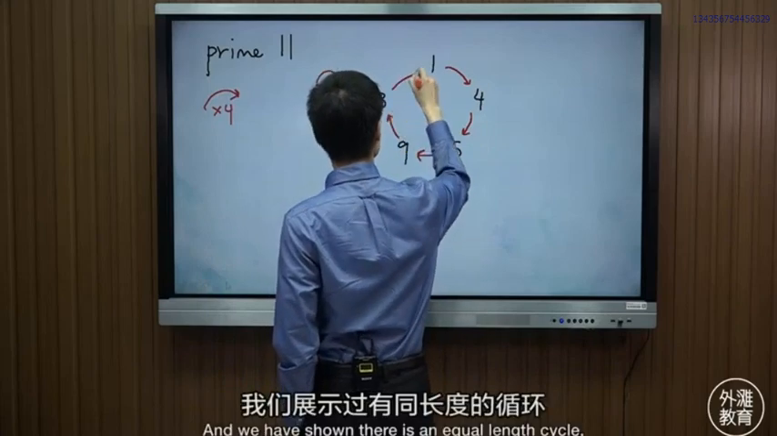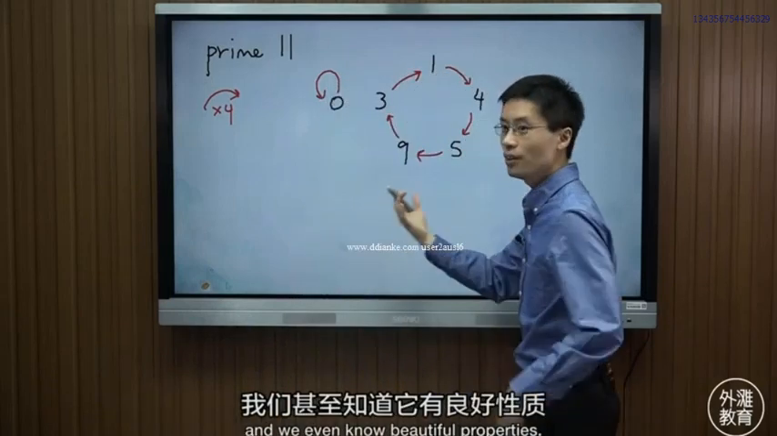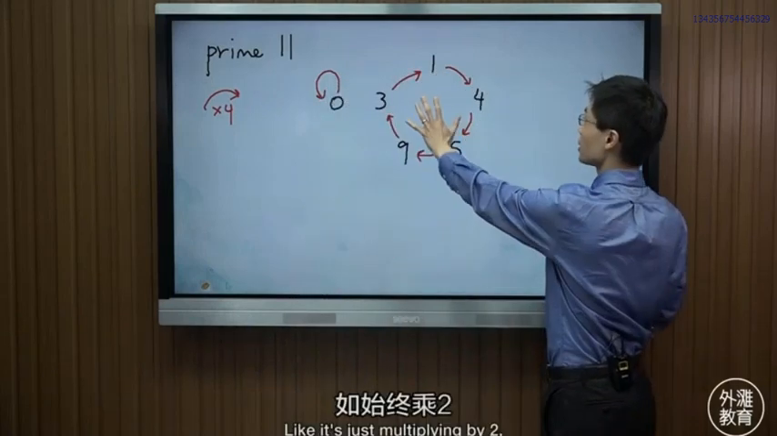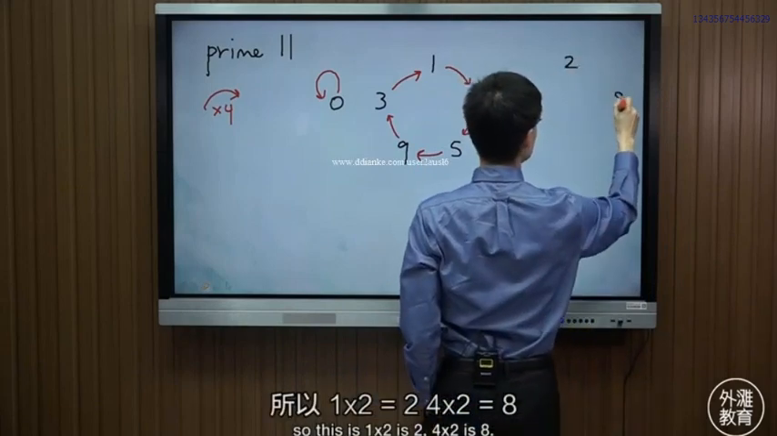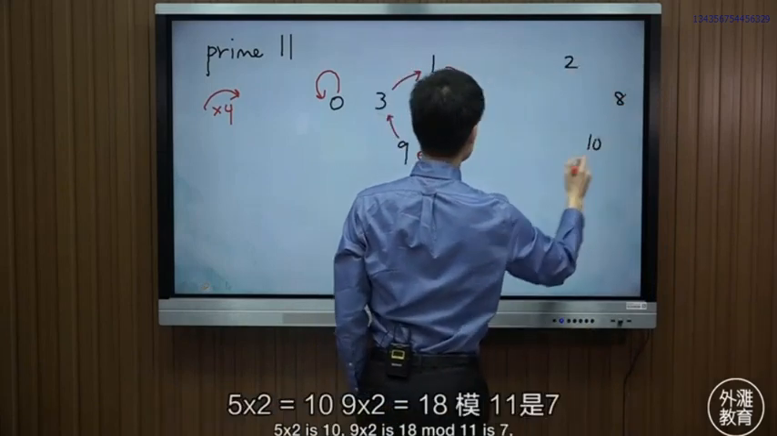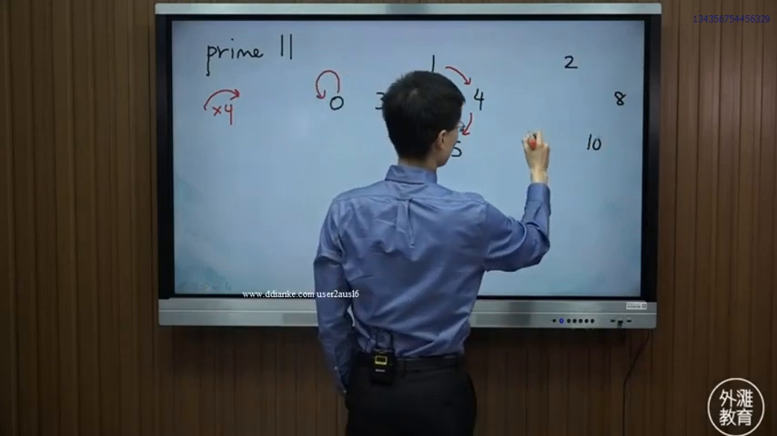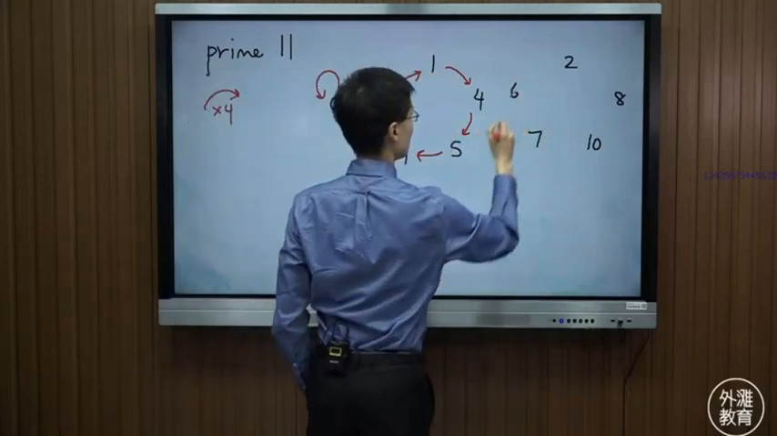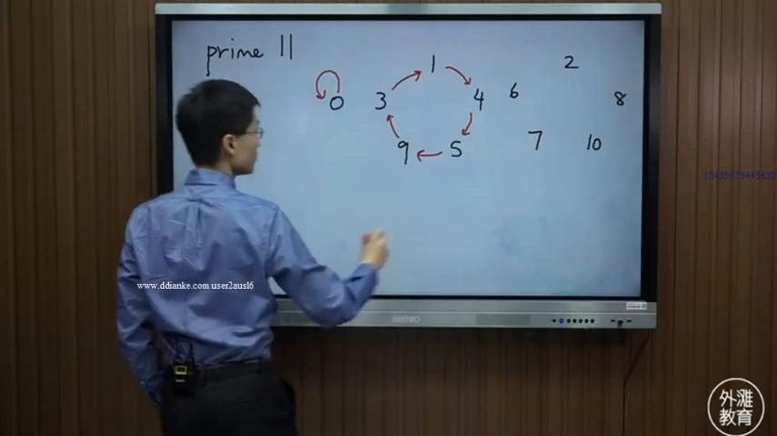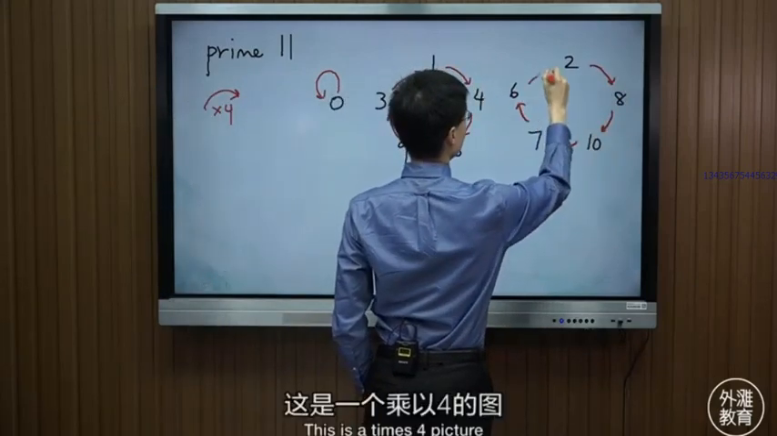And we had shown that there is an equal length cycle. And we even know beautiful properties, like it's just multiplying by 2. So this is 1 times 2 is 2. 4 times 2 is 8. 5 times 2 is 10. 9 times 2 is 18. Mod 11 is 7. And 3 times 2 is 6. This is the times 4 picture.